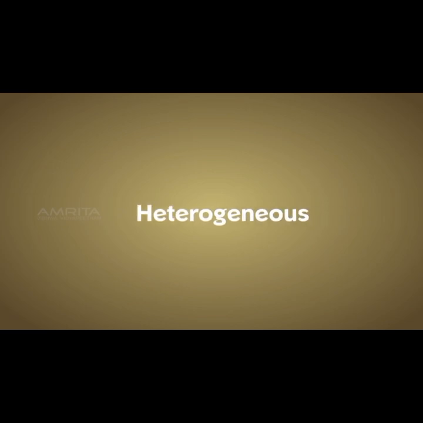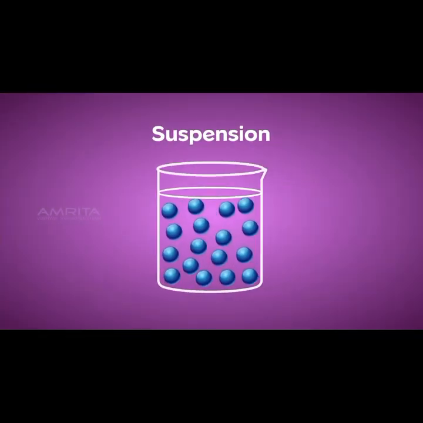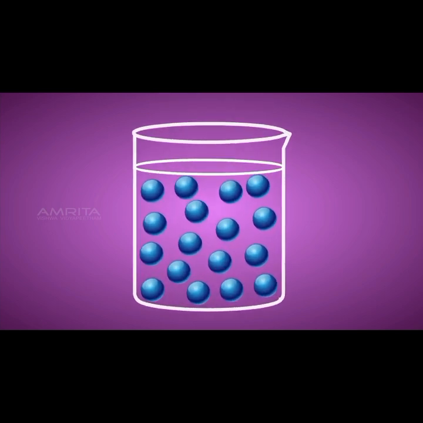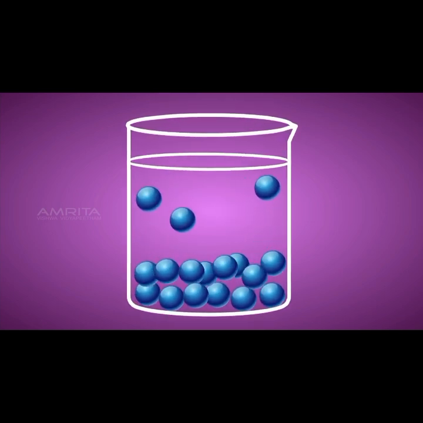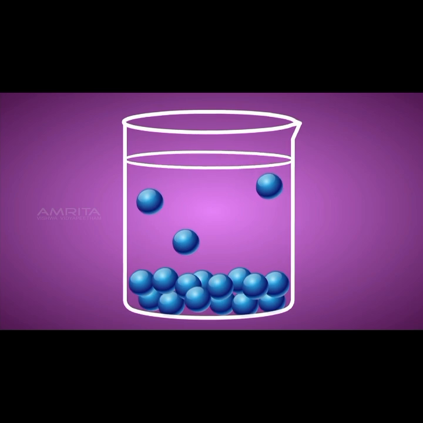Let's understand heterogeneous solutions. Suspensions and colloids are heterogeneous mixtures. A suspension is a mixture of large particles. The size of the particles in a suspension is of the order of 10^-5 centimeters or larger. In a suspension, the solute particles do not dissolve, but they are suspended throughout the solvent.